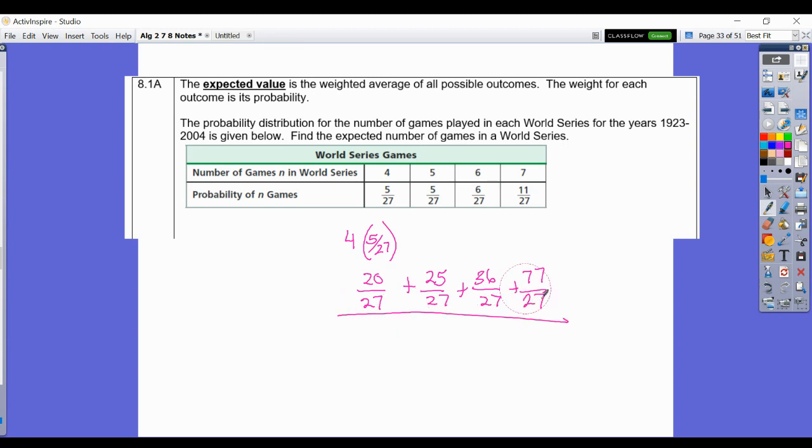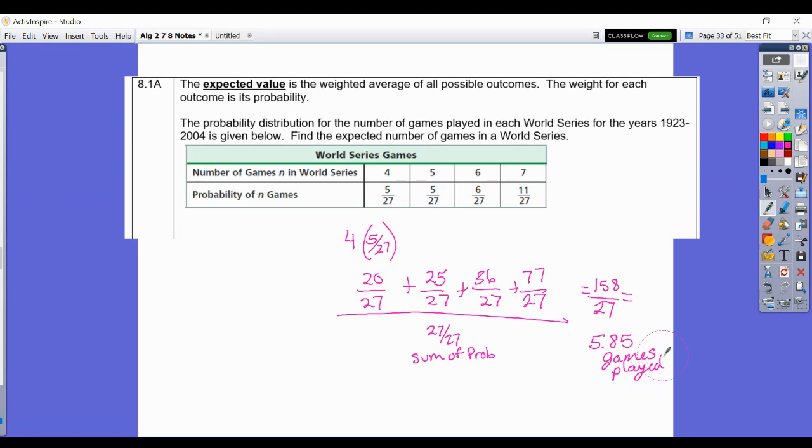Now I would divide this by the sum of all these, but the sum of all these is 27 over 27. Sum of the probabilities, and that's just 1. So really all I need to do again is add the top, 158 over 27. What that gives me is 5.85. What does that mean? What does this number represent? This is the expected value of the number of games played.